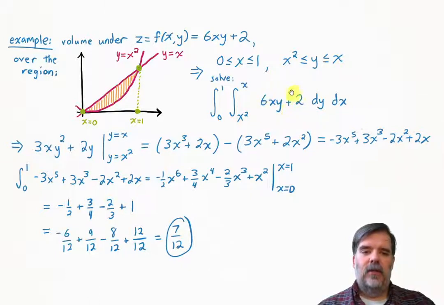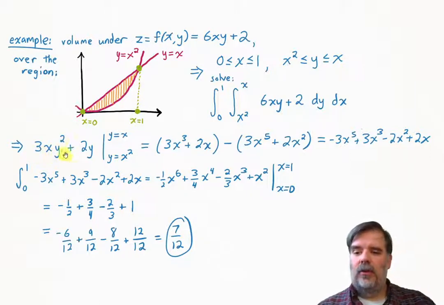The function being integrated. As always, we're going to do dy first from x squared to x, and then the x goes from 0 to 1. The antiderivative of this function is the same as last time, 3xy squared plus 2y, evaluated from y equals x squared to y equals x. So first we plug in an x for y, minus, we then plug in x squared for y.